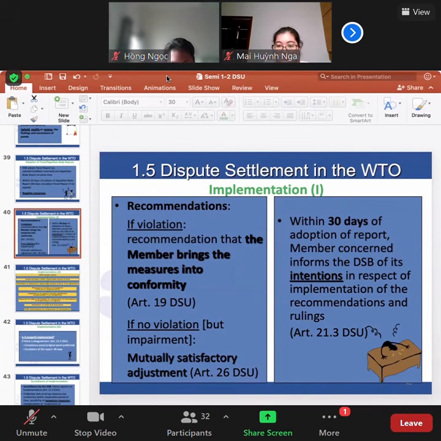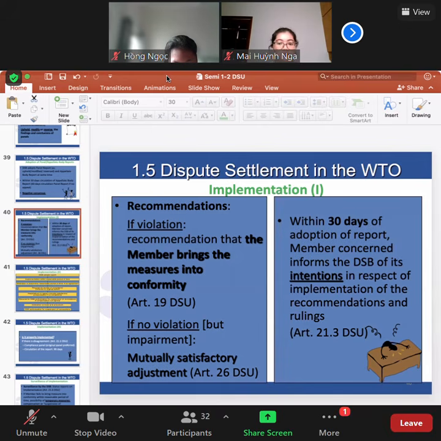Now, for the implementations, you all know that the result of the work of the panel or the appellate body is a report, right? And this report needs to be approved by the Dispute Settlement Body by applying negative consensus, right? And normally, when the report has been adopted by the DSB, it becomes the judgment, and at that time both parties need to implement or follow all the requirements suggested in this judgment. And normally, if the panel or the AB found violations, it is going to recommend that the violating member bring the measures into conformity. That means they have to stop the violations.